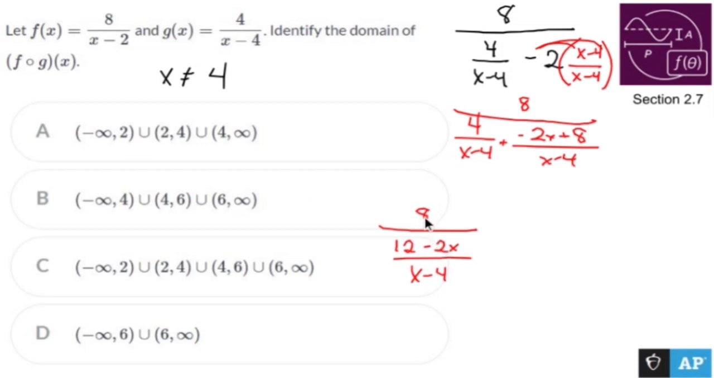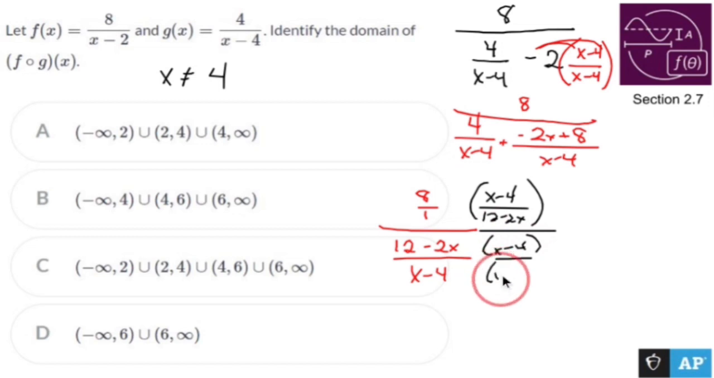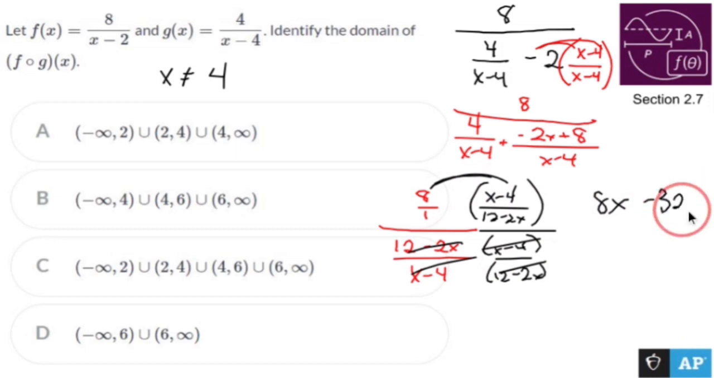Now, I'm going to quick move this 8 up here and put it over 1 so I can visualize a fraction over a fraction. Whenever you have a fraction divided by a fraction, multiply the top by the reciprocal of the bottom. So I'm going to multiply this by x minus 4 over 12 minus 2x. What that does, all of this cancels out and leaves me with 8 times x, 8 times negative 4, not that that really matters, over 12 minus 2x.